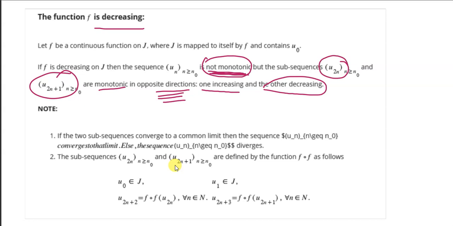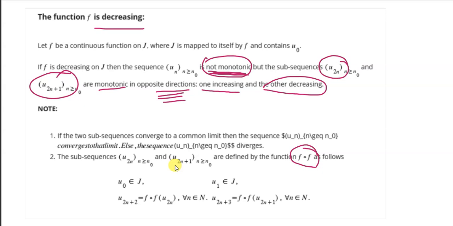Of course, here we need to find the monotonicity of the subsequences u2n and u2n+1. So we will use the function f round f. This is so important to find the monotonicity of the two subsequences. We will use f round f because f round f defines the function that defines the subsequence u2n and the subsequence u2n+1.